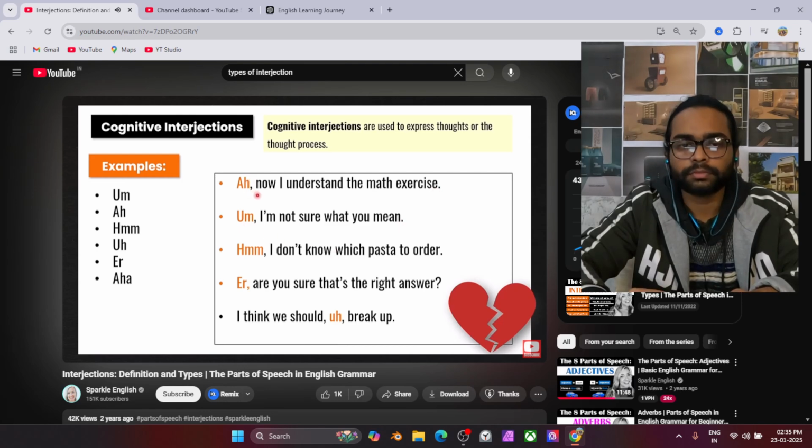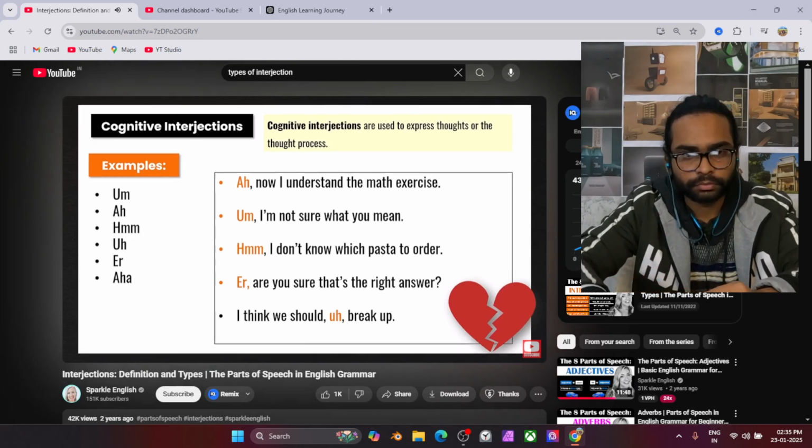It just depends. Sometimes with the cognitive interjections, we might even use an ellipsis if we're trying to demonstrate that we're really thinking about something. Dot, dot, dot. Or ellipsis. There are many different ways to punctuate interjections.